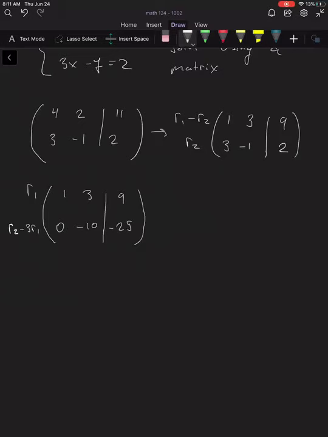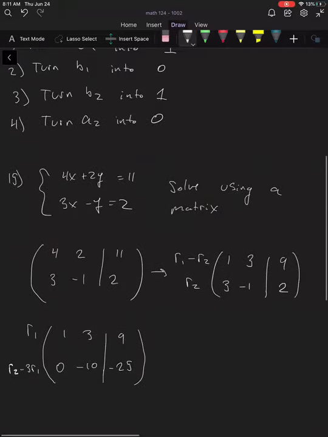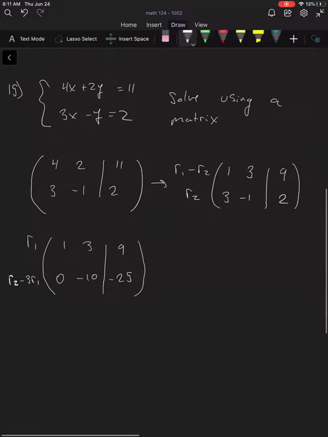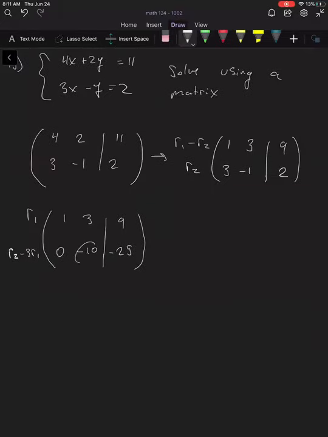And then if you look at the last thing we said, number 3 is turn B2 into 1. So B2 is this piece. To turn that into a 1, let's just divide that whole row by minus 10. So let's not do anything to row 1. So now let's do row 2 divided by minus 10. So we can have 1, 3, 9, 0, 1, and then 25 over 10, which is 5 over 2.